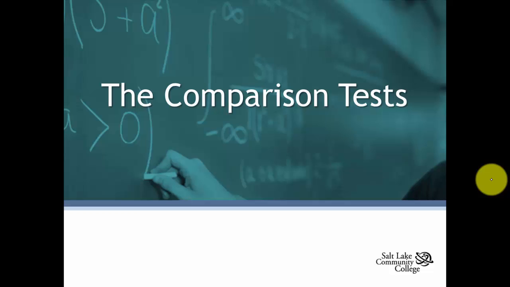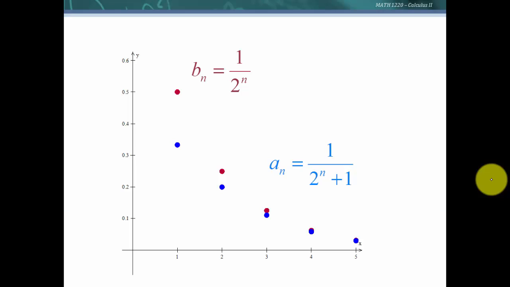We are going to be learning some more tests for convergence of series in this video, the comparison tests. First, let's look at a couple of sequences. A sub n equals 1 over 2 to the n plus 1, and we have the terms of this sequence plotted. B sub n equals 1 over 2 to the n, and we have those terms plotted.